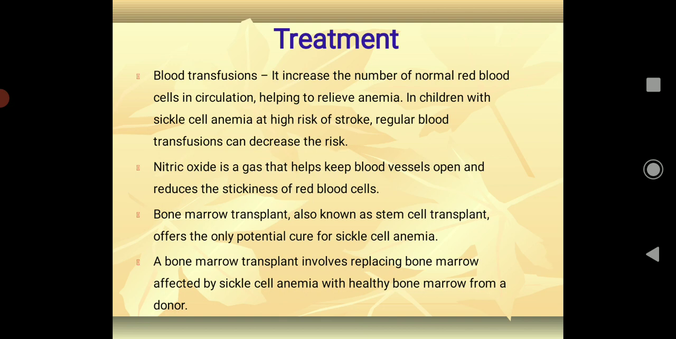Nitric oxide is a gas that helps keep the blood vessels open and reduces the thickness of RBCs during sickle cell anemia. Bone marrow transplant is also preferred as a treatment for sickle cell anemia. It is also known as stem cell transplant and offers the only potential cure of sickle cell anemia. A bone marrow transplant involves replacing bone marrow affected by sickle cell anemia with healthy bone marrow from a donor.